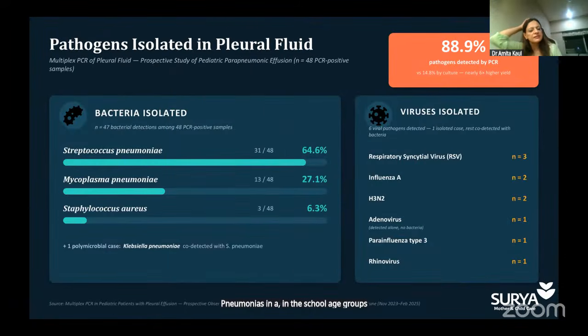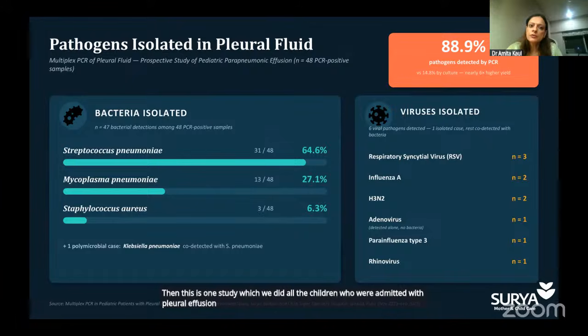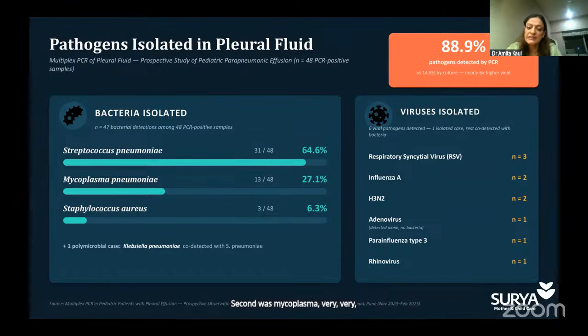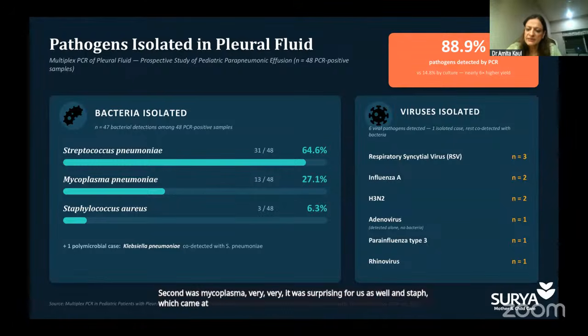Then this is one study which we did. All the children who were admitted with pleural effusion, we sent the pleural fluid for PCRs along with culture. The commonest bacteria we isolated was strep pneumonia in 64.6% of patients. Second was mycoplasma, which was surprising for us as well, and then staph, at 6.3%. And there were a lot of other co-detected viruses: RSV, influenza, H3N2, adeno, parainfluenza, and rhinovirus.